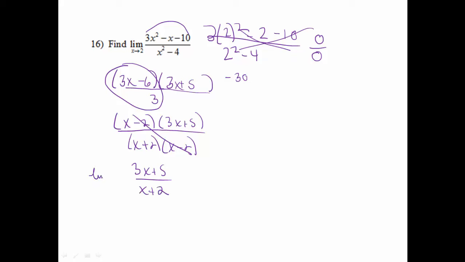So the x minus 2's will cancel, so I'm left with 3x plus 5 over x plus 2. The goal of me doing that was to be able to now plug in 2 to find the limit as x approaches 2. So if I plug in 2 for my x now, I will get 11 over 4, and that will be my limit.